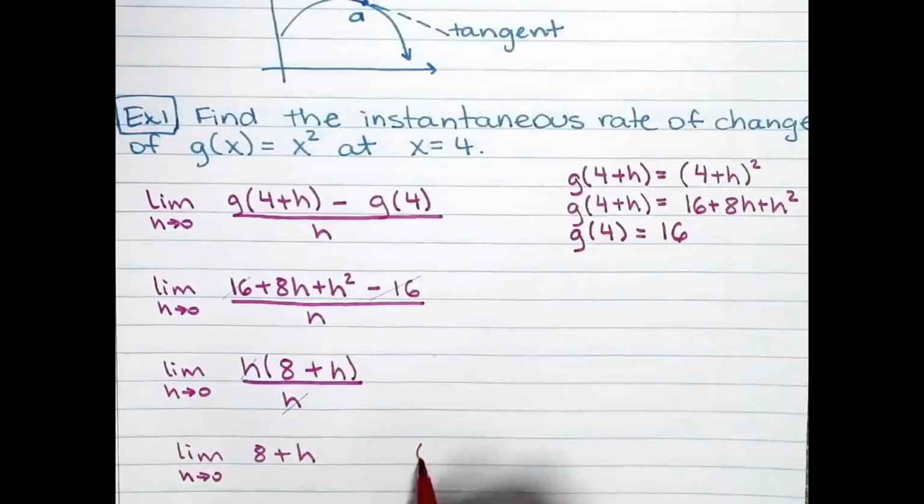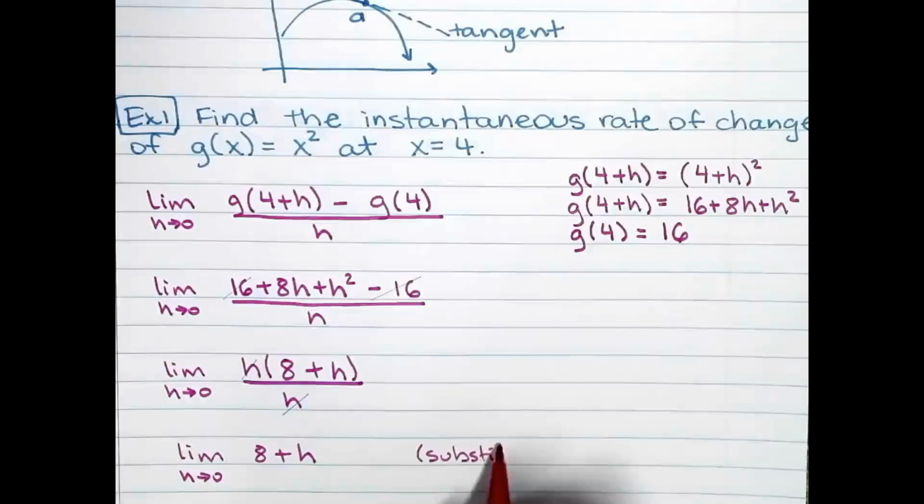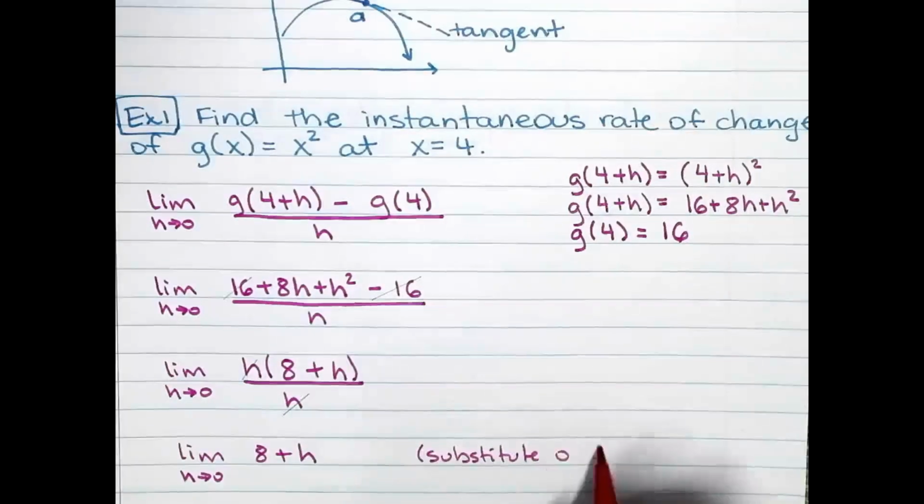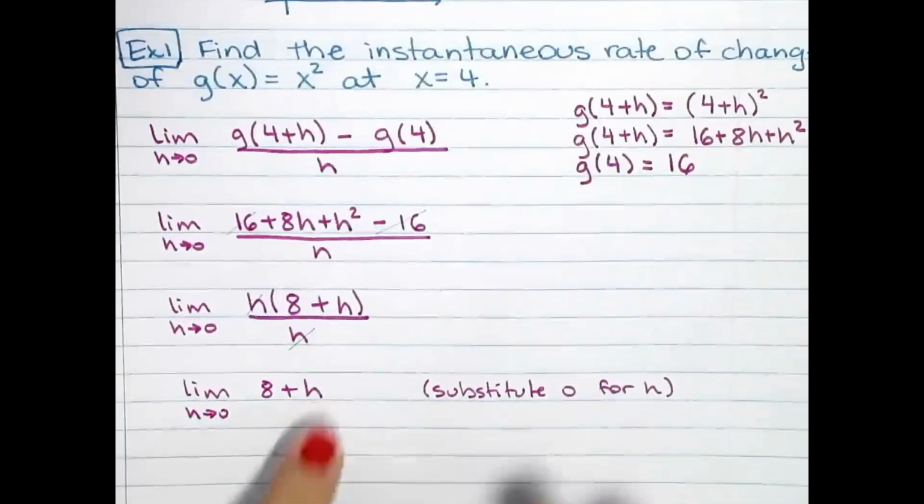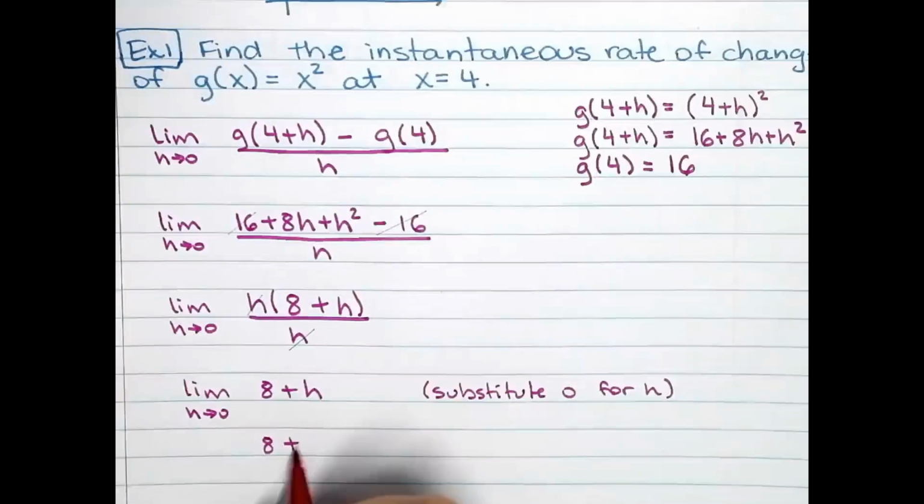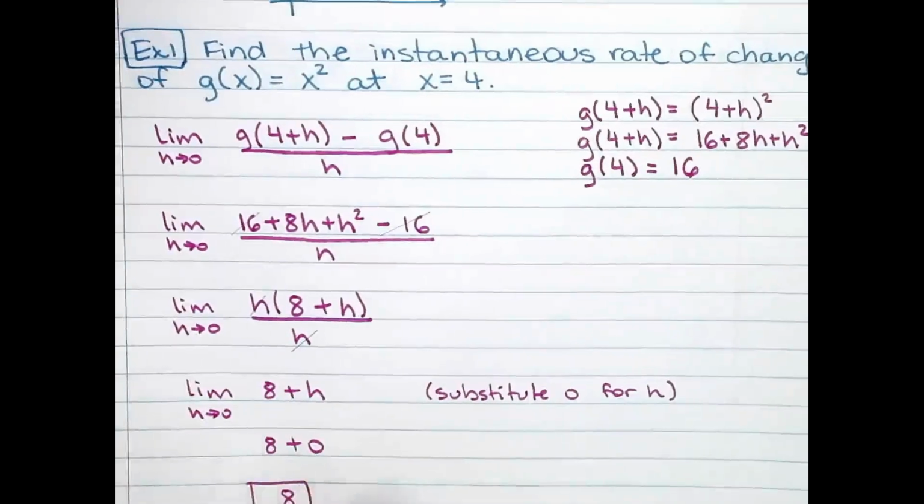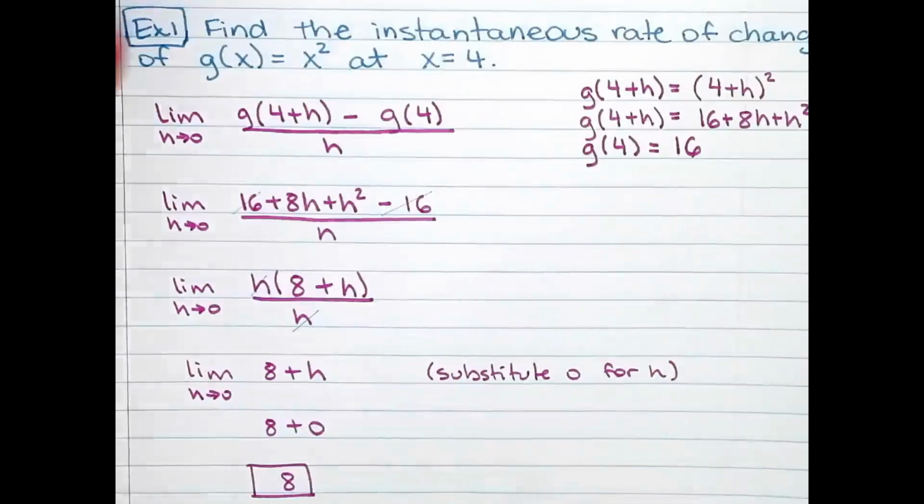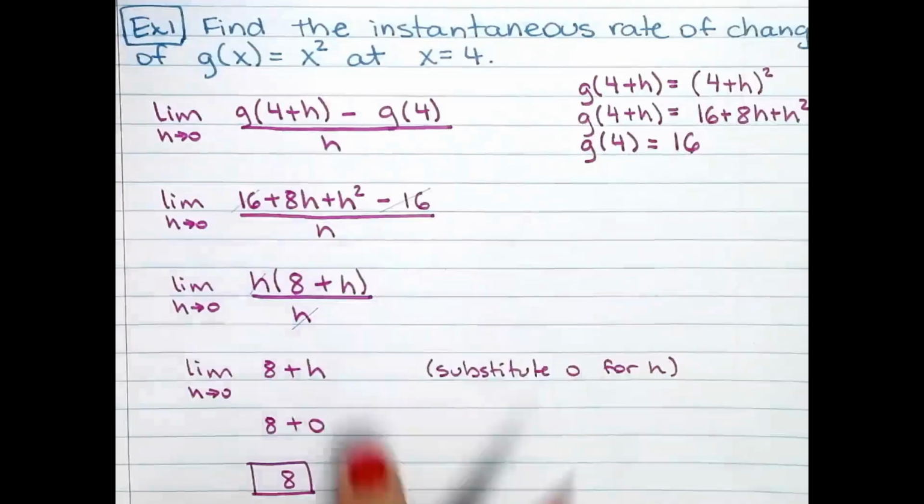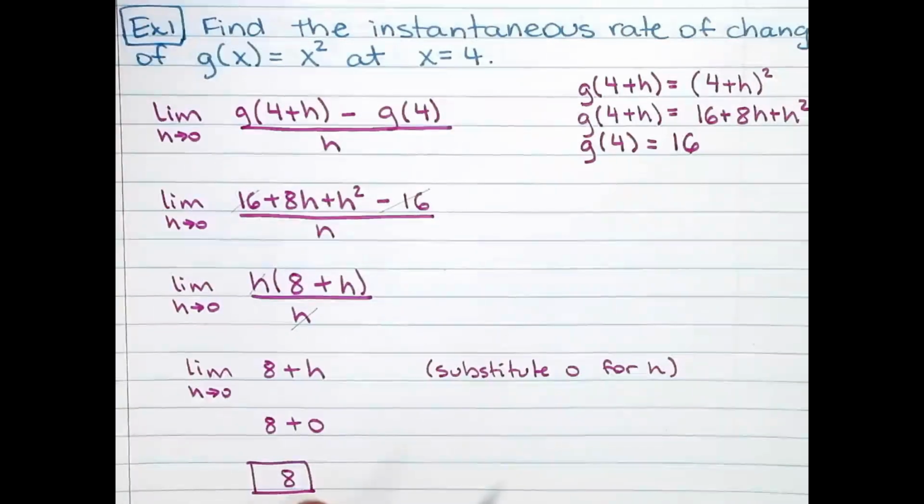And then at this point, I will substitute 0 for h right there. So I have 8 plus 0, which is 8. The instantaneous rate of change of that at x equals 4 is 8. And that's the slope of the tangent.